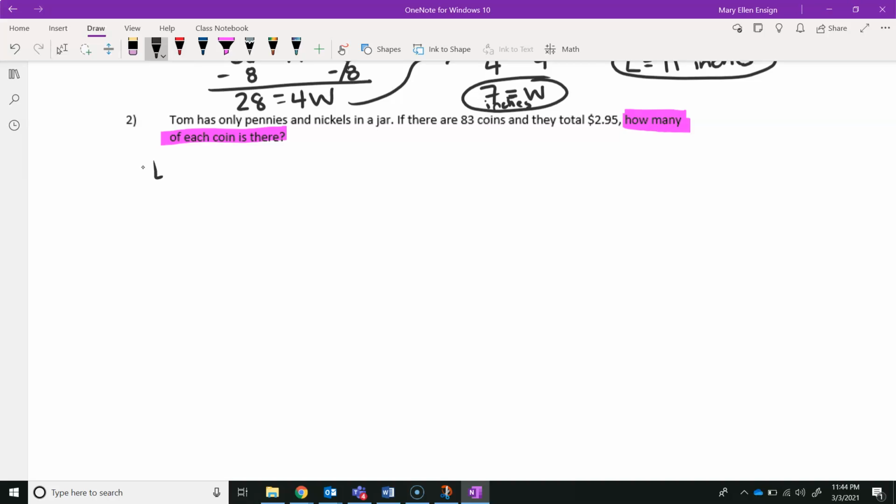So let the number of pennies, and again, you can use whatever variable you want. Let number of pennies equal P. Let number of nickels equal N. Okay.